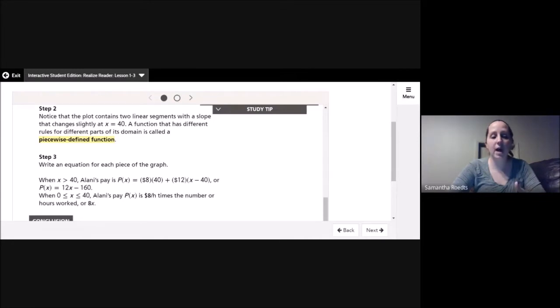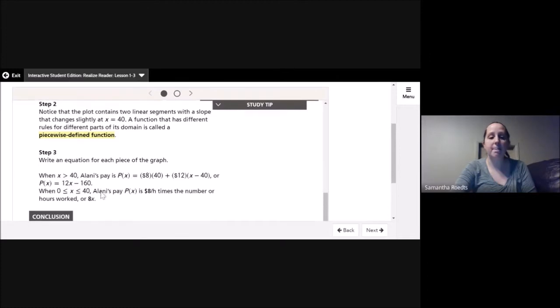Okay, so when it's greater than 40, remember she earns the $8 for the 40 hours, plus $12 for each additional hour she works. So if she works 41, she'd earn an additional $12. So what they did was they did 8 times 40, and then they distributed the 12 to the x and the 40, and then simplified it. So we get 12x minus 160.